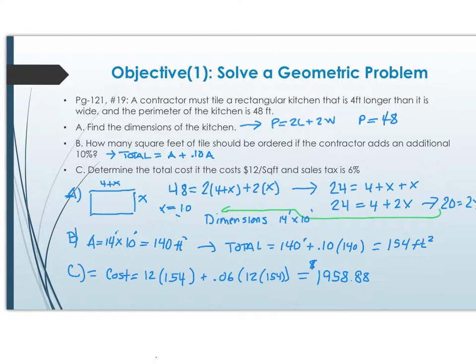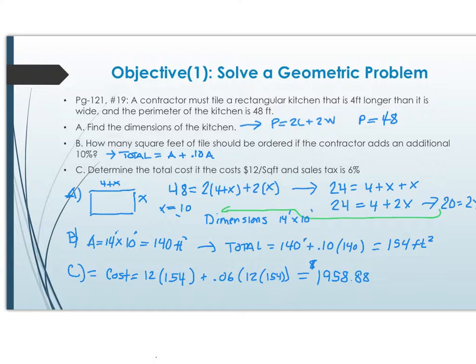So our first objective is to look at a geometric problem. This is on page 121, number 19. A contractor must tile a rectangular kitchen that is 4 feet longer than it's wide, and the perimeter of the kitchen is 48 feet. So we have to have the strategy, and you have to know some geometric formulas. One formula that you need to know about is perimeter, and the perimeter of a rectangle is equal to twice its length plus twice its width.